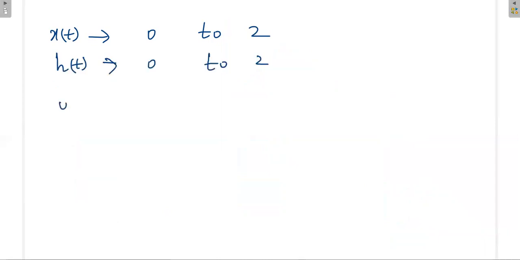See, in this case x of t is having 0 to 2, h of t is having 0 to 2, then what is the limit of y of t? Again, this limit goes from 0 to 4. From 0 it will start, again it will go up to 4. That we can easily identify. The lower limit is the sum of the lower limits. The upper limit is the sum of the upper limits.